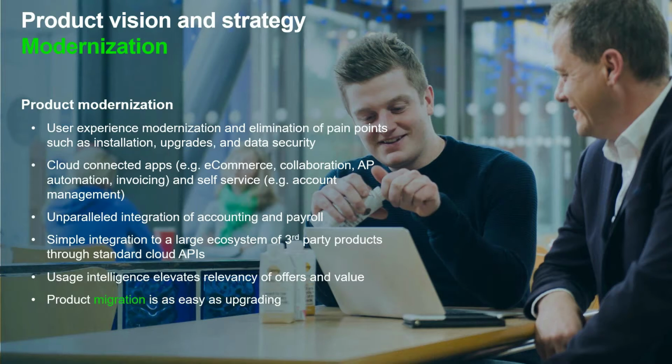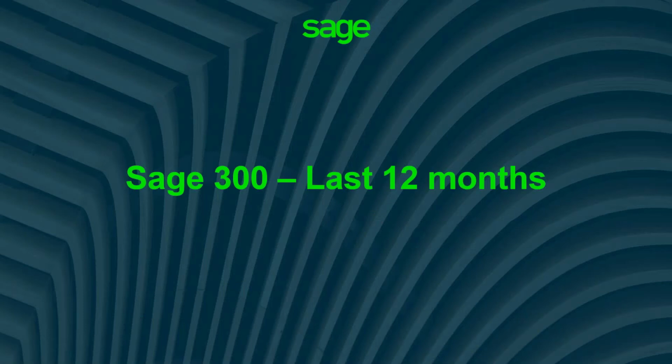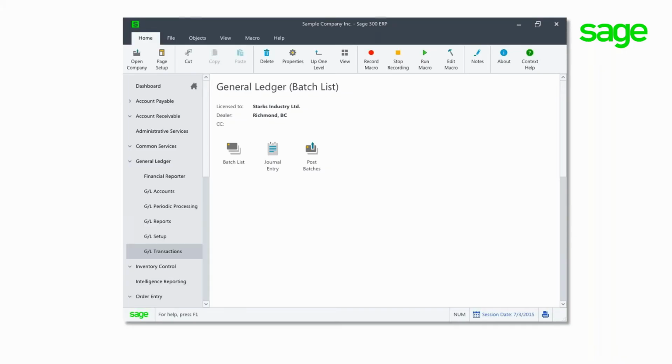So if we have a look at what we did with Sage 300 in the last 12 months, this is basically going back to the launch of Sage 300's 2018.0. There wasn't a lot of functionality in the 2018.0 release itself. A lot of it was around the UI. And for some of our existing customers, they questioned why we're doing the changes for the existing UI. And it's sort of twofold.